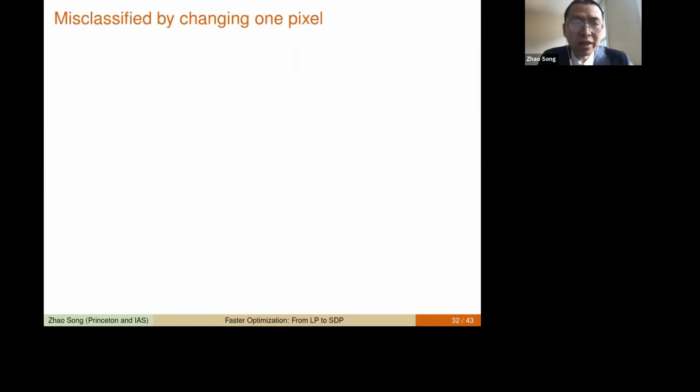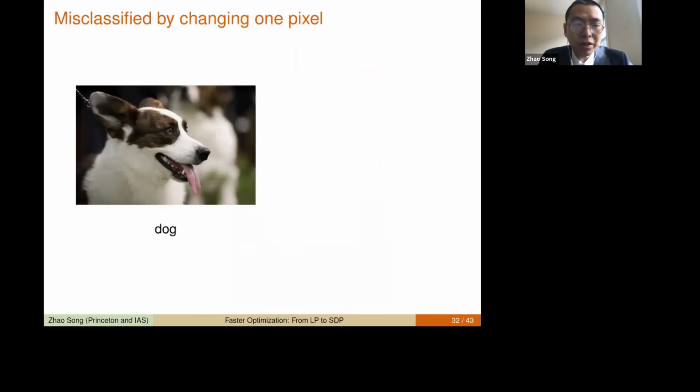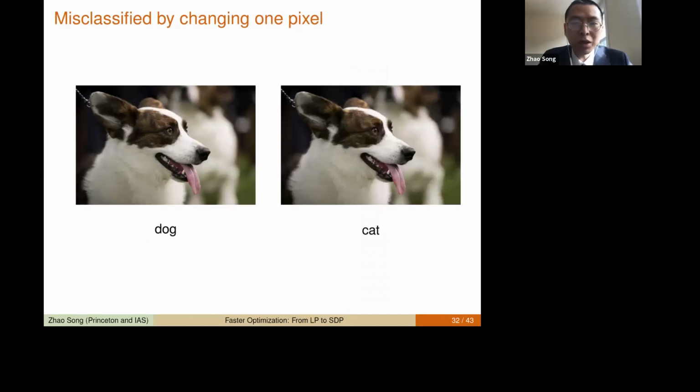Most surprising, there is something called misclassification by just changing one pixel. Here, this is a dog picture, and if I just change one pixel, a neural network will tell you this is a cat. And for a human, you can't see the difference.